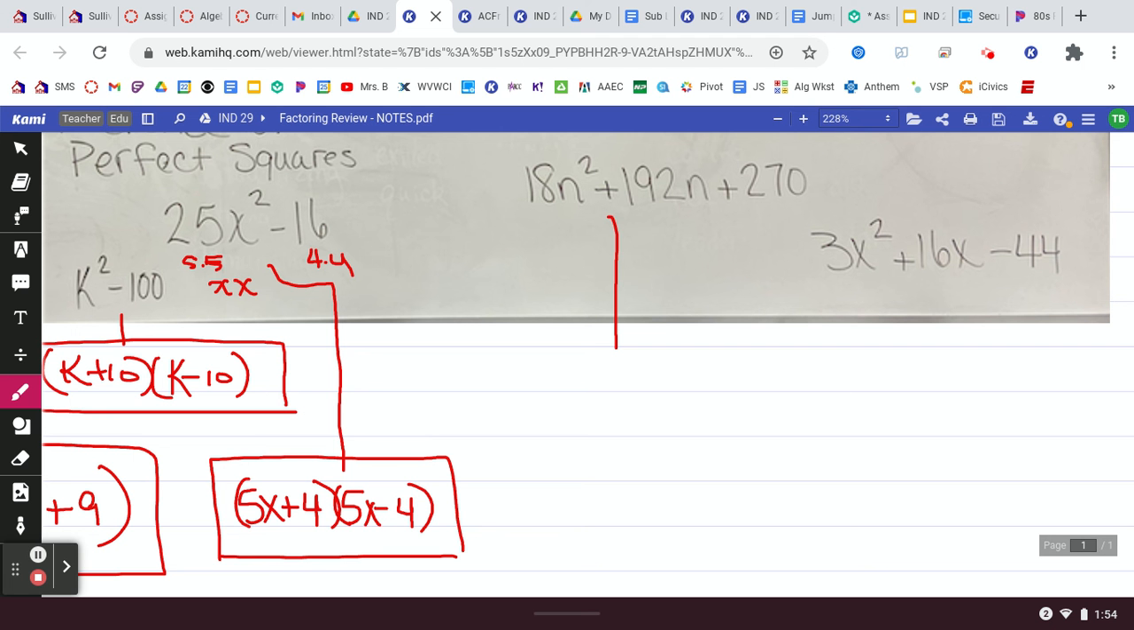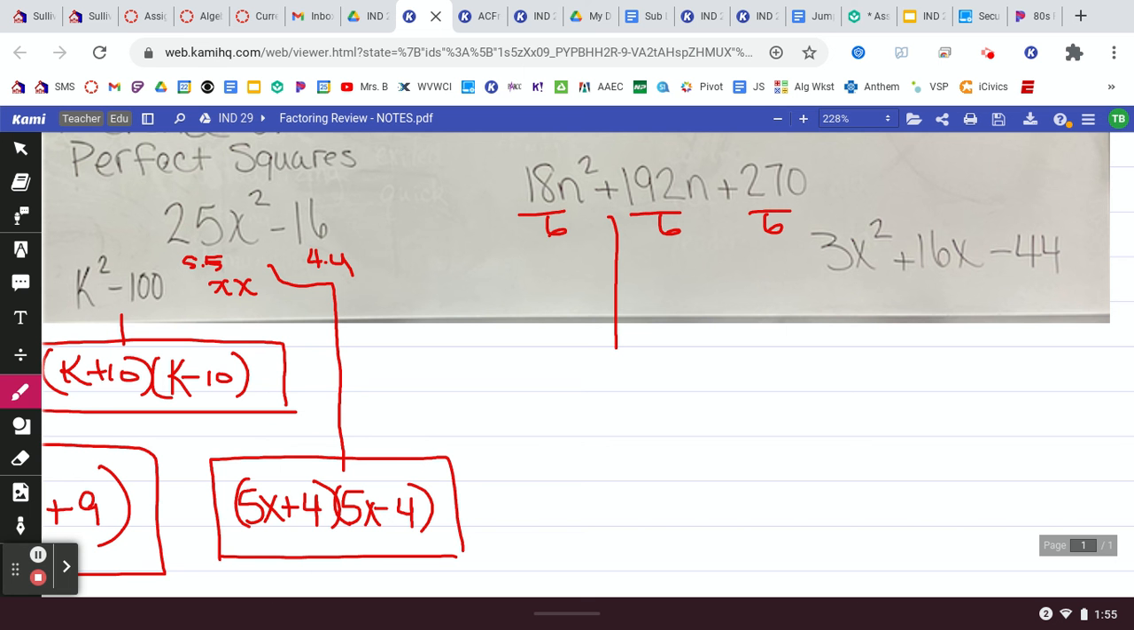And when you do that, you get a decimal. So it's not divisible by 9. So then you go to 3 and 6. So if you know that 18 is divisible by 6, try dividing 192 by 6, and that comes out as 32, so that works. And then 270 divided by 6 also comes out even, and you get 45. So that means that we can factor a 6 out of all these.